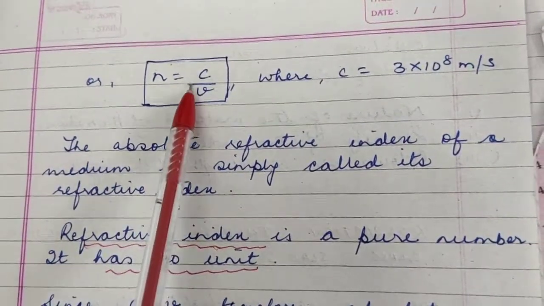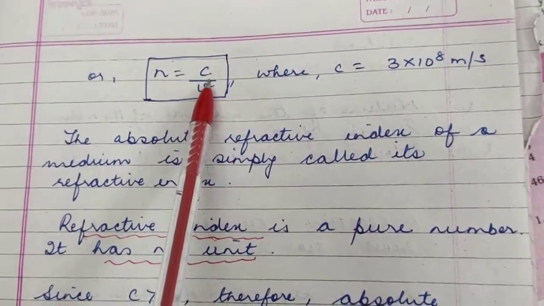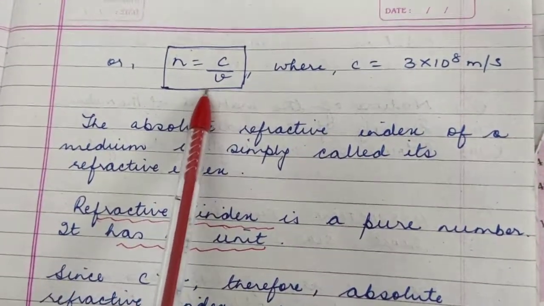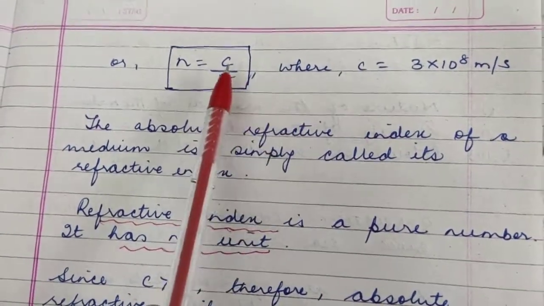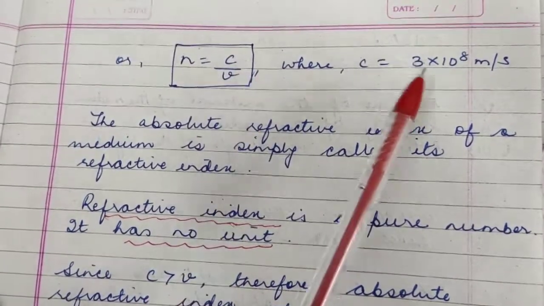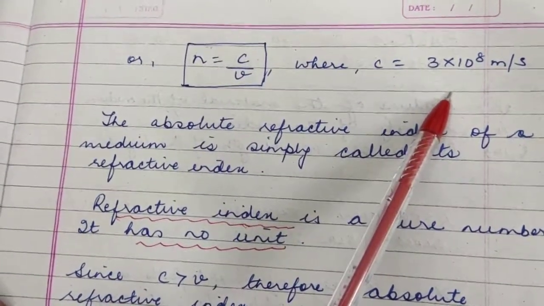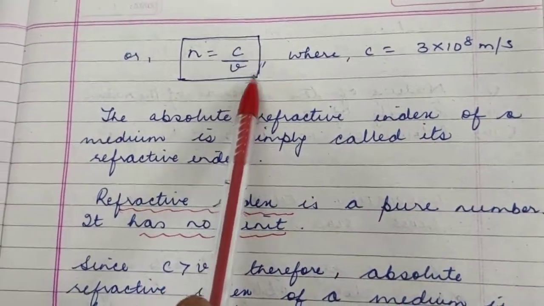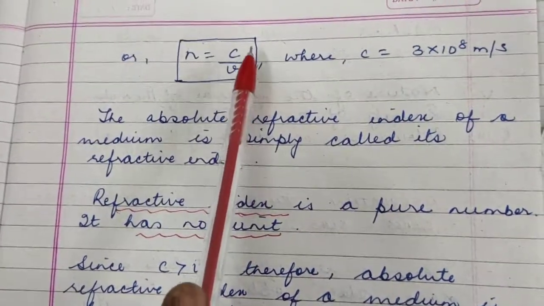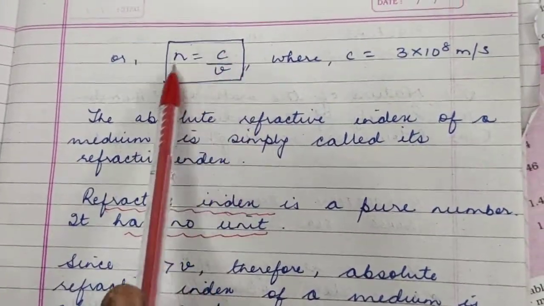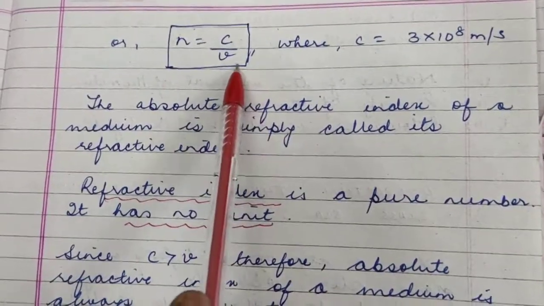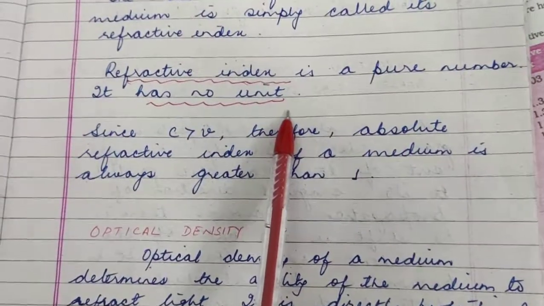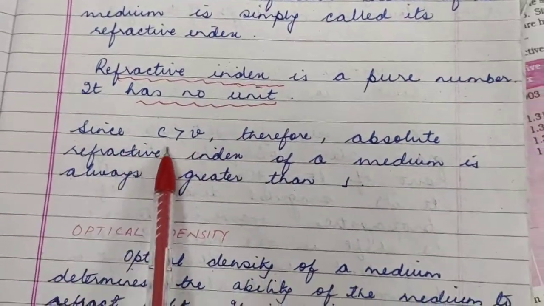Now we denote the speed of light in air or vacuum by C. So N is equal to C by V, where V is the speed of light in any other medium. Now what is the speed of light in air or vacuum? That is 3 into 10 to the power 8 meter per second. Now what do we find here? That it is the ratio of the speed of light. So it is a pure number, meaning it has no unit. You always know that whenever there is a ratio, it has no unit. So refractive index has no unit.